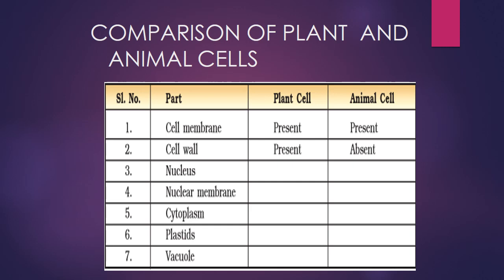So first, cell membrane. Cell membrane is present in both plant and animal cell. Cell wall present in plant, absent in animals. Nucleus is present in both. Nuclear membrane is present in both plant and animal. Cytoplasm is present in both. Plastids present in plants and absent in animal cell. Vacuole, one and large in plant, small and many are present in the animal cell. So this is all about the plant and animal cell.